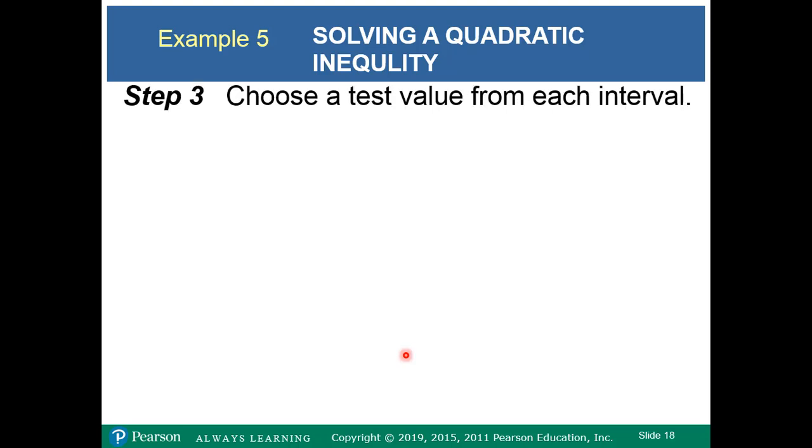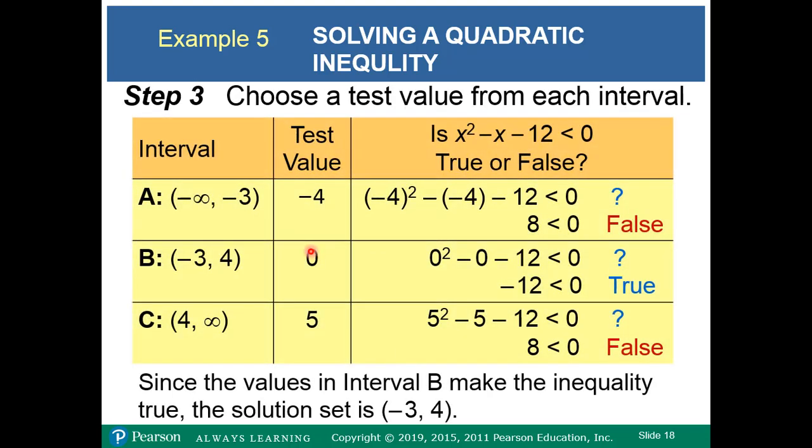So now we're going to choose our test values. Here we use -4, right? You usually want to test a value close to 0. So here we choose -4. We stick -4 into the quadratic expression. What do we get? We get 8. Is 8 less than 0? False. Okay, so that's not going to be it.